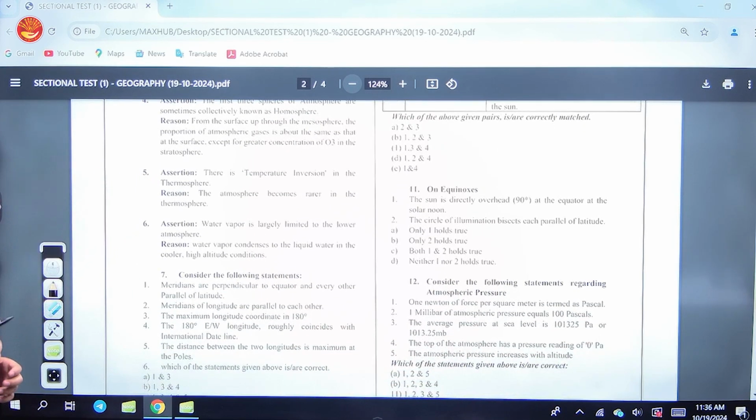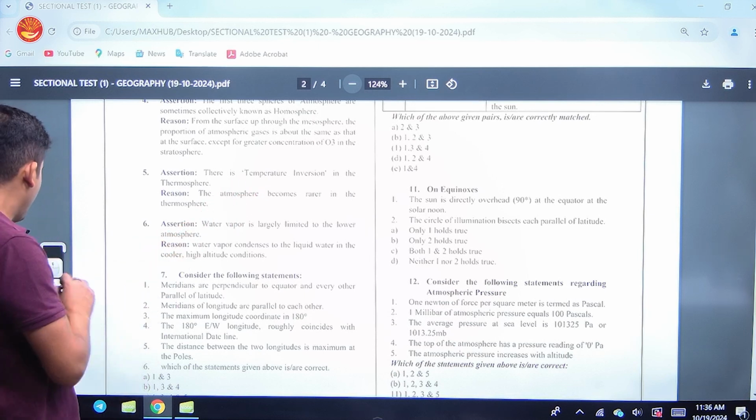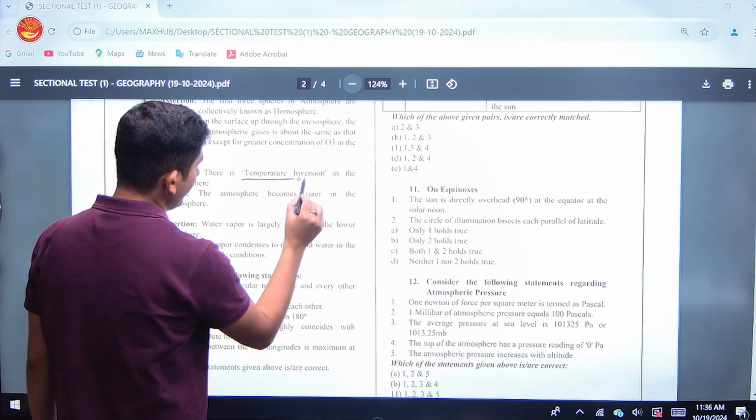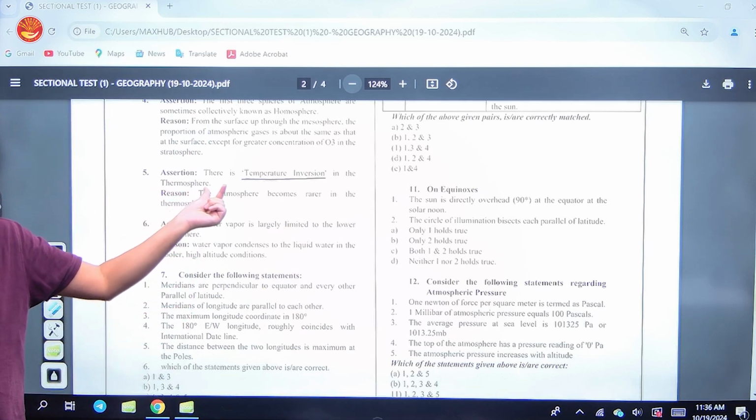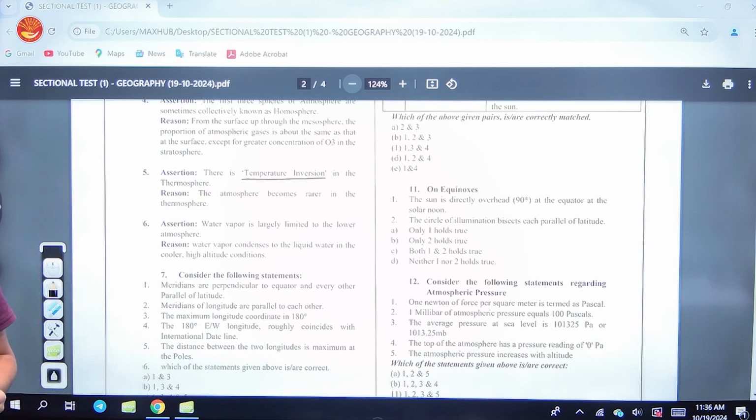Okay, coming to the next question, that is the fifth question. There is temperature inversion in the thermosphere. The particular layer of atmosphere that has been discussed in this statement is thermosphere, and it is telling you there is temperature inversion in the thermosphere.